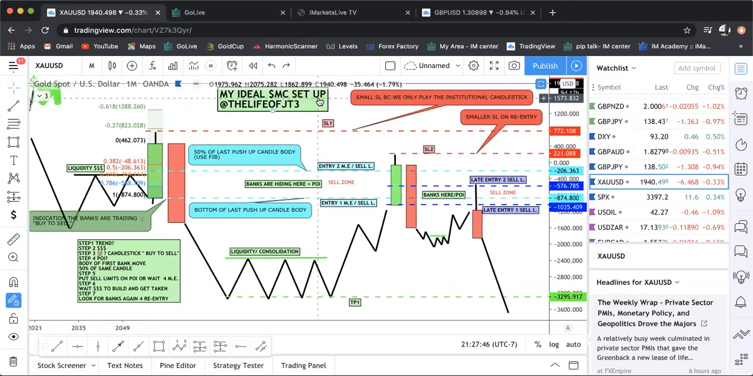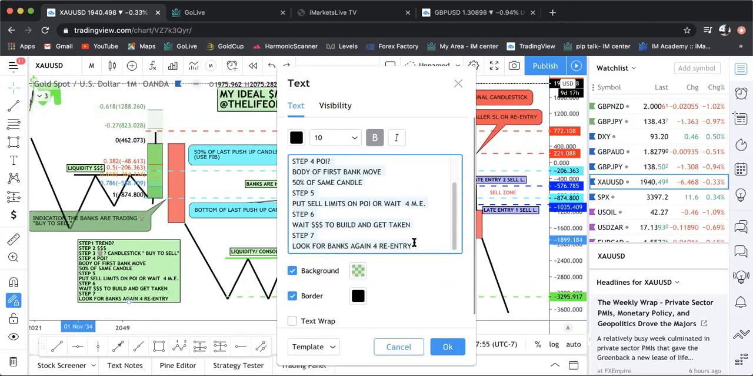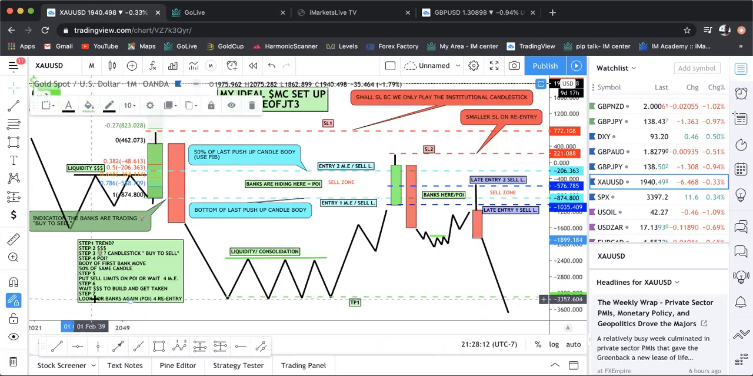So yeah, this is the ideal setup that we look for. These are our steps right here. Step 4, look for banks again. Re-entry. Point of interest. So at step 7, once we're looking for our banks for POI, all we're doing is starting from step 4 and going again. That's all we're doing. Going from step 4 and going again. So that's literally my ideal setup, family.